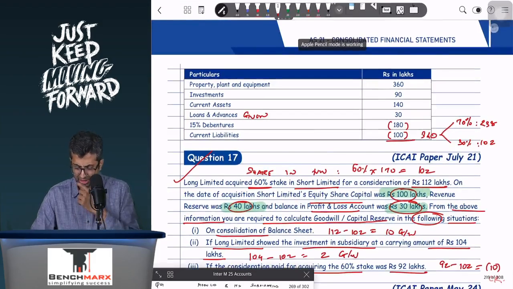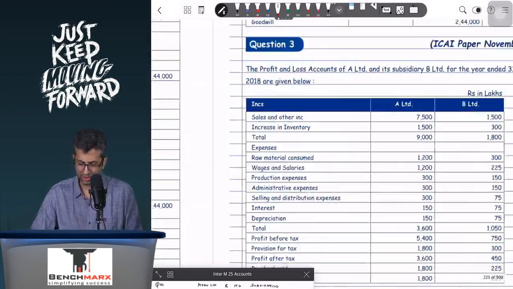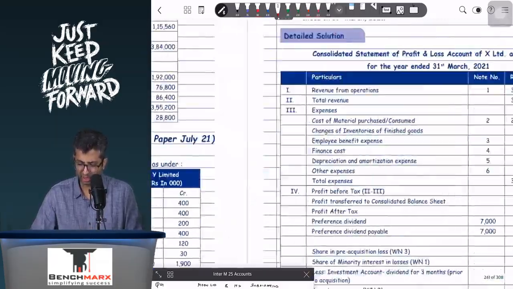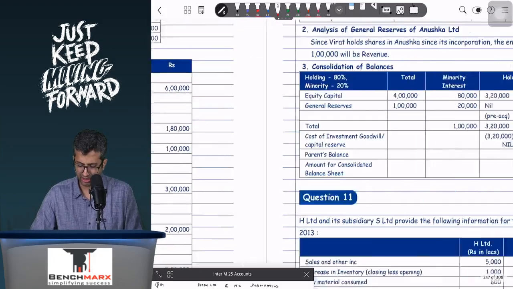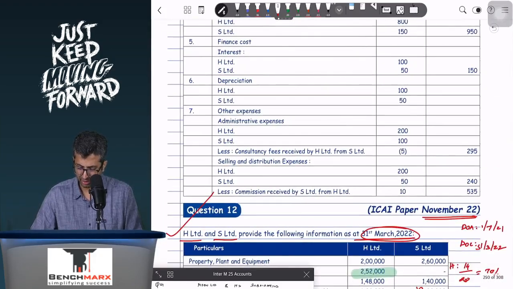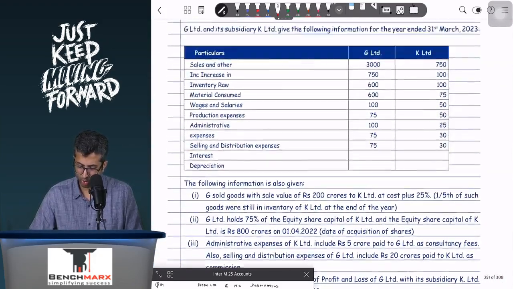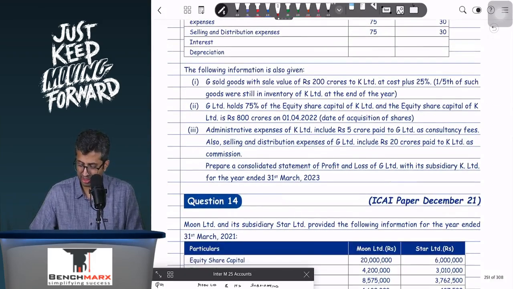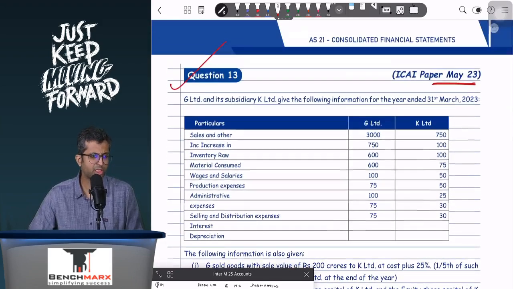Okay, let us review this. We'll go to a couple of questions in the homework section which have also come recently in the exams for a better understanding. Let us go to question number 13. This is from the exam of May 23. Below you can see question 14 from the exam of December 21. Let us quickly review this.